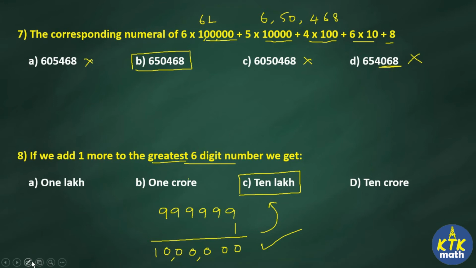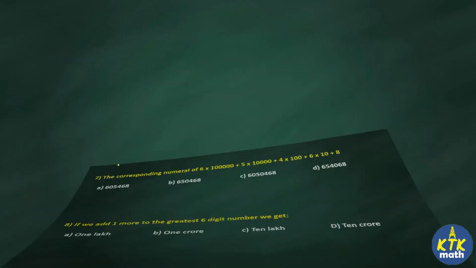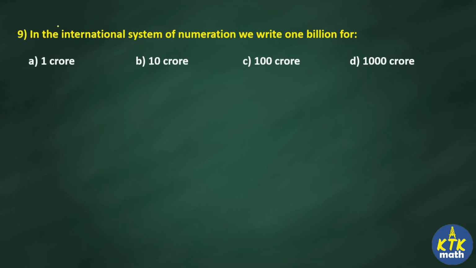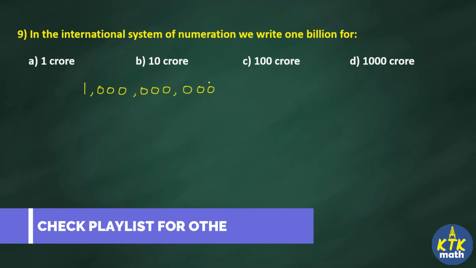Now question number 9. In the international system of numeration, we write 1 billion for. So for your better understanding, let me write 1 billion first. So 1 billion is nothing but 1 followed by how many zeros? 1 followed by 9 zeros. Isn't it? This is the international system. Okay, I hope you understand.